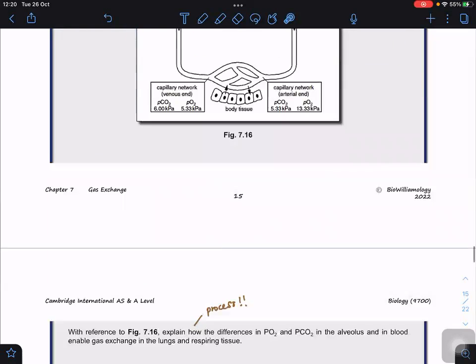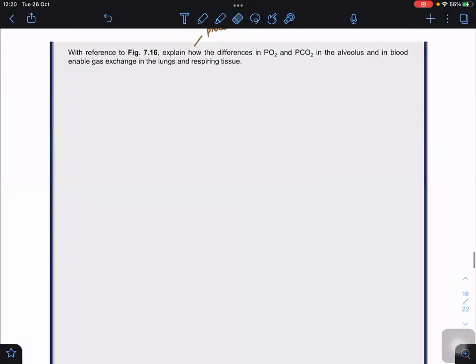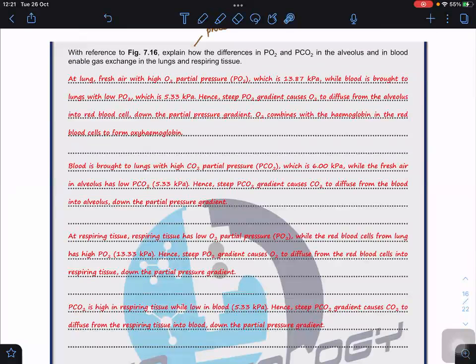So how do we write this? In the lung, fresh air has a high O2 partial pressure, which is 13.87, while the blood brought to the lung is 5.33. So that is a difference. Therefore, we have a steep partial pressure O2 gradient resulting in the diffusion of O2 from the alveolus into the red blood cell down the partial pressure gradient, and O2 combines with hemoglobin to form oxyhemoglobin.